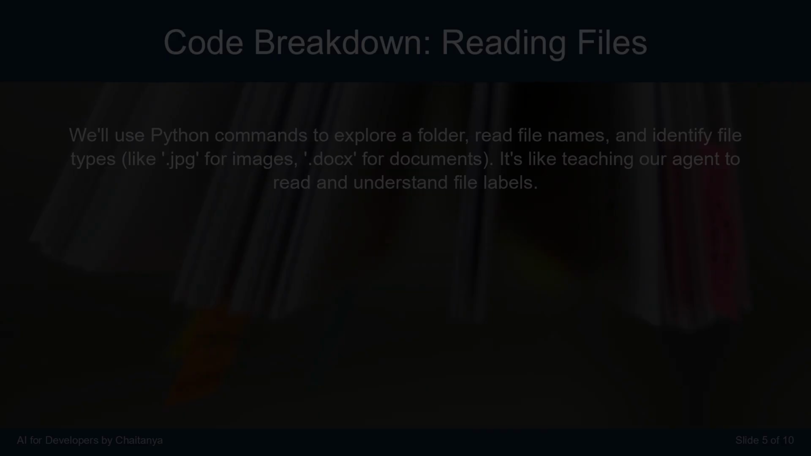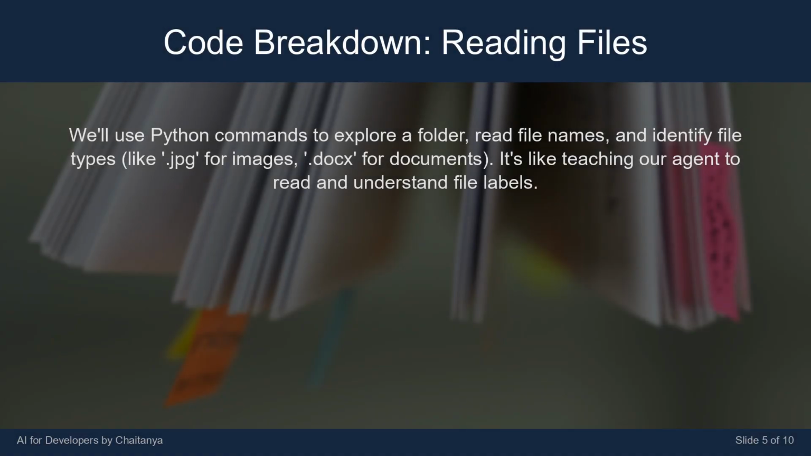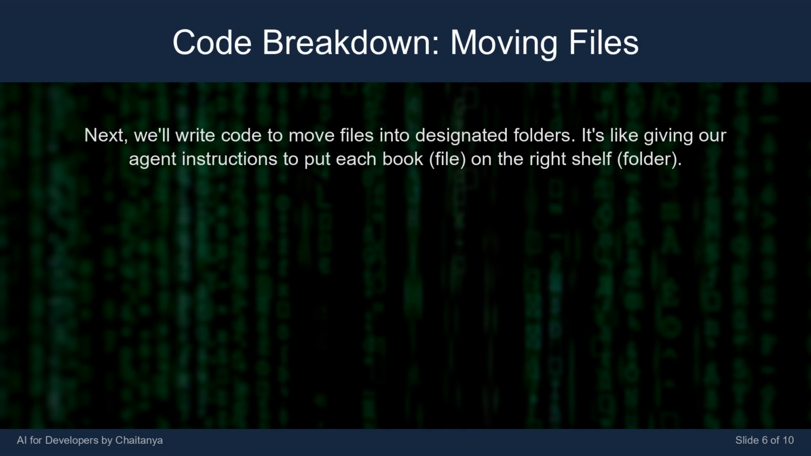Folders. We'll use Python commands to explore a folder, read file names, and identify file types, like .jpg for images, .docx for documents. It's like teaching our agent to read and understand file labels. Next, we'll write code to move files into designated folders. It's like giving our agent instructions to put each book, file, on the right shelf, folder.